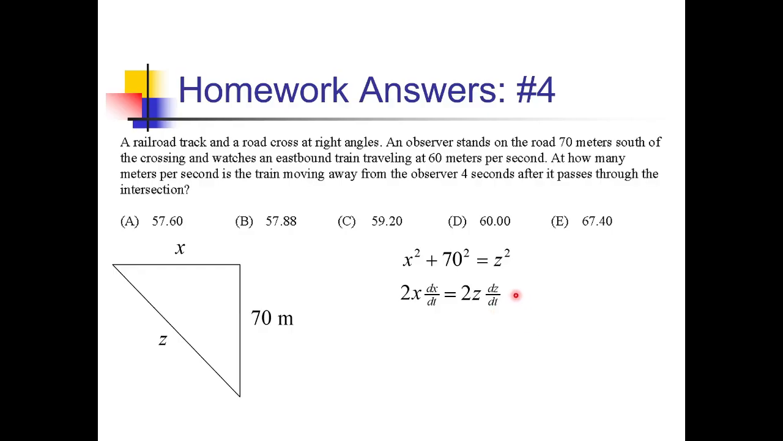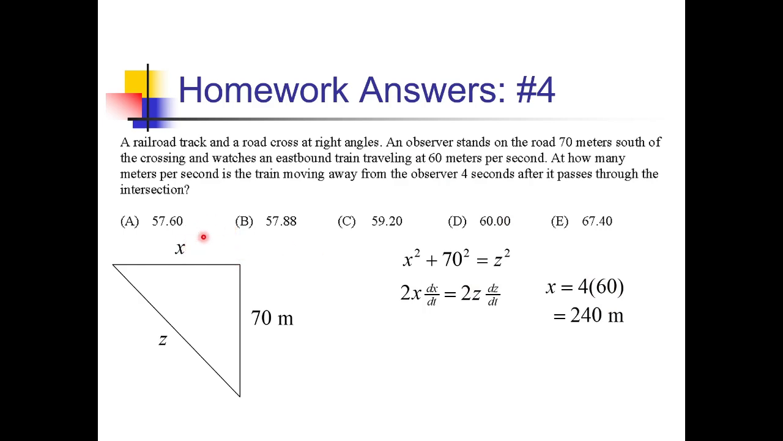Now, out of all those quantities, the only one that we actually know is this 60 meters per second that the train's going east. This is giving us our dx dt, our rate of change of x. We still don't know what the value of x actually is at this 4 seconds instant in time, but we can figure it out. If this train is going 60 meters per second for 4 seconds, if we just multiply these, 4 times 60 tells us that this x distance is going to be 240 meters after 4 seconds.